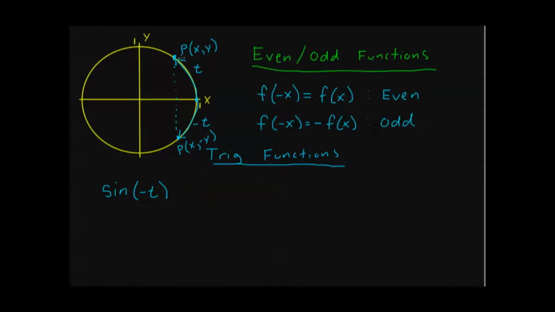So in this first one, I should be a little bit more specific, sorry. I didn't mean to call this P. This is a different point, and we know if we have a different point, we use a different letter. So I'm going to call this Q. This is Q of x, negative y. So sine of negative t is going to be the same thing as negative y in this case. And I know that y is just sine of t. So this is the same as negative sine of t.